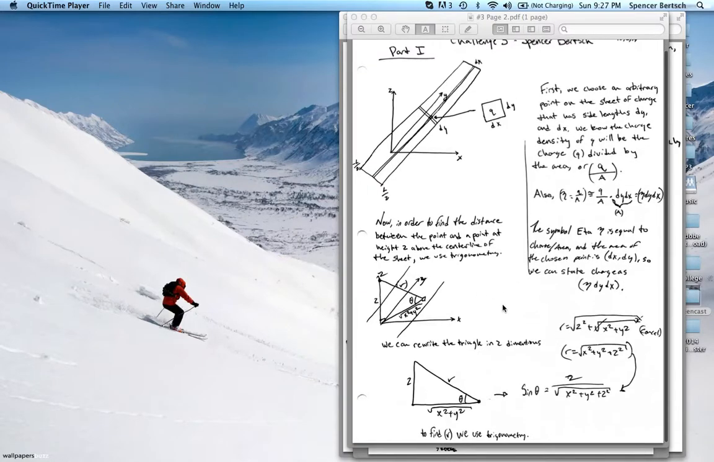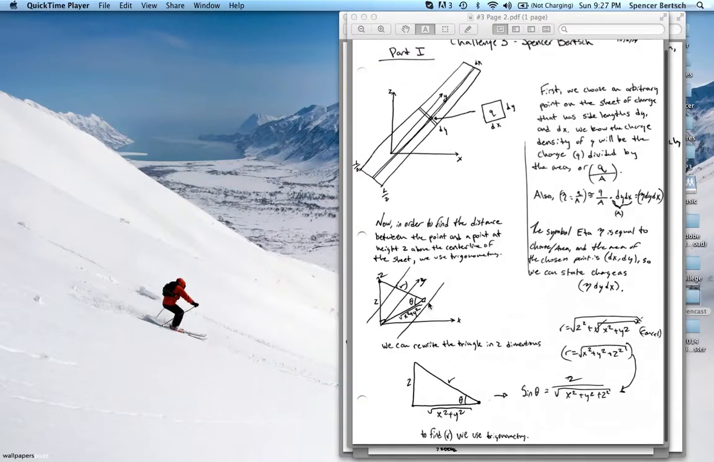Down here we have to find this length r between our arbitrarily chosen point and the point Z. We can make a right triangle with a side of length the square root of x squared plus y squared. Then you have a side of length Z, which is given in the problem, and we're trying to find this r. And you have angle theta here.